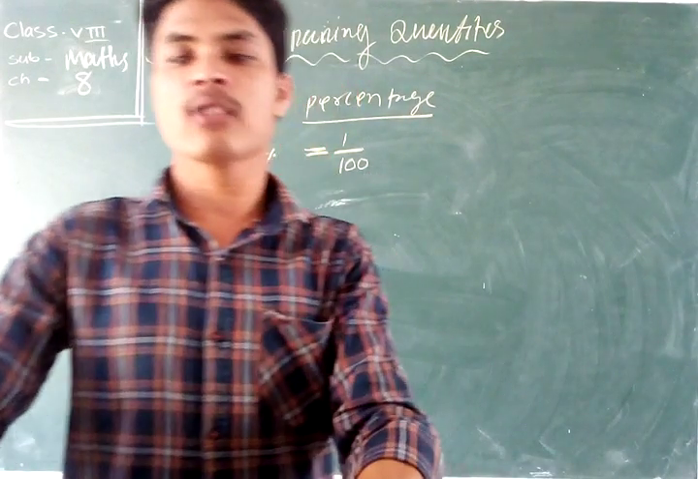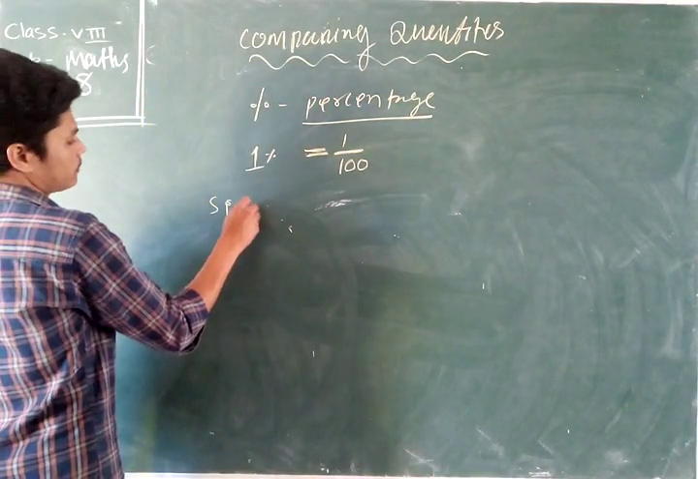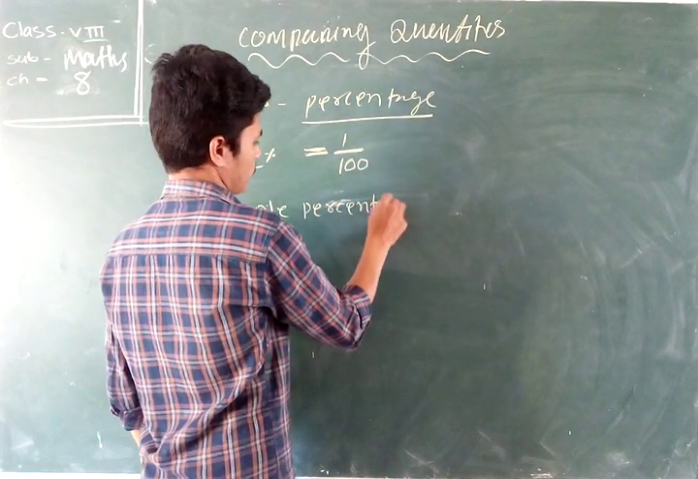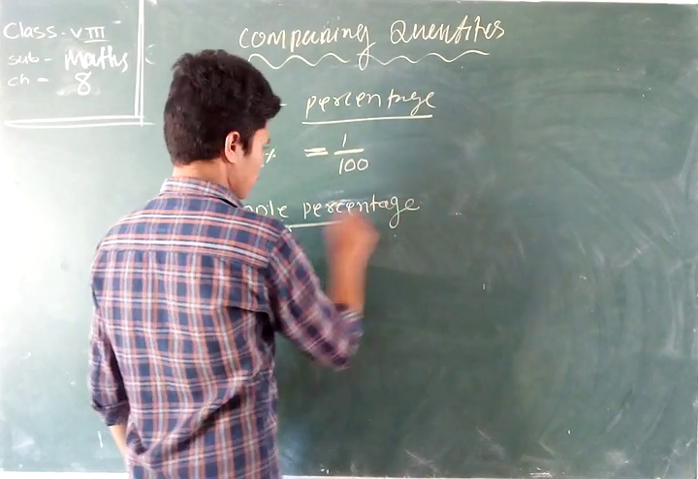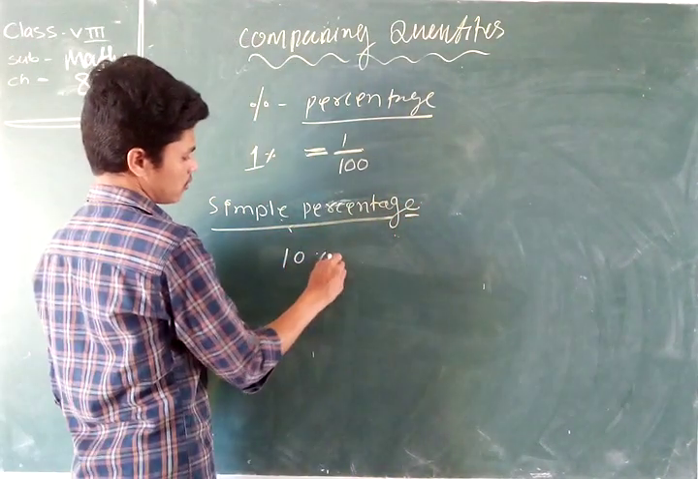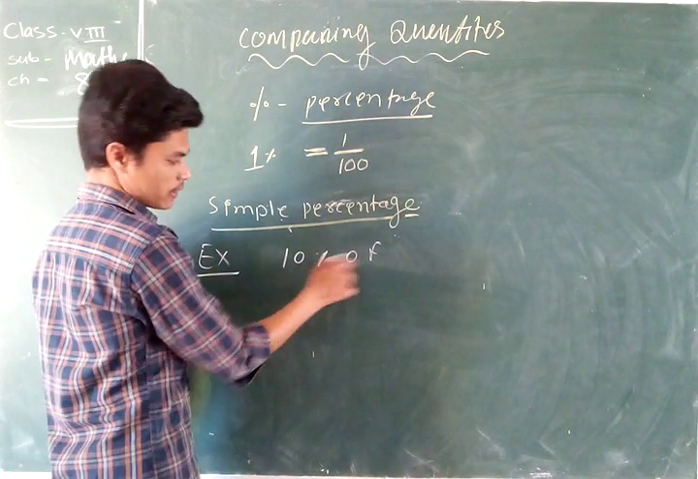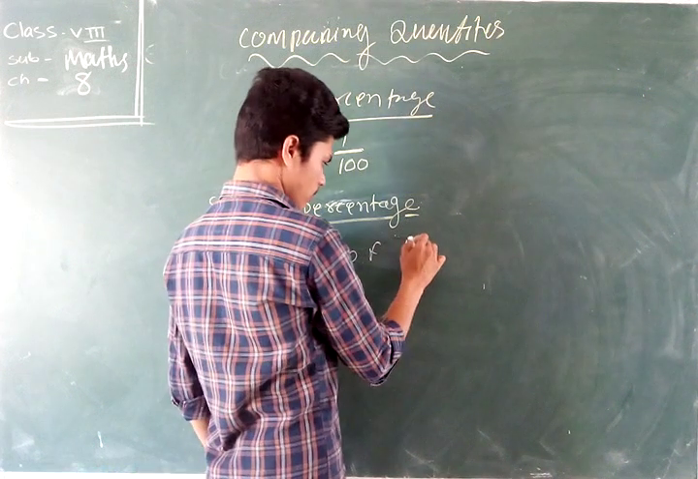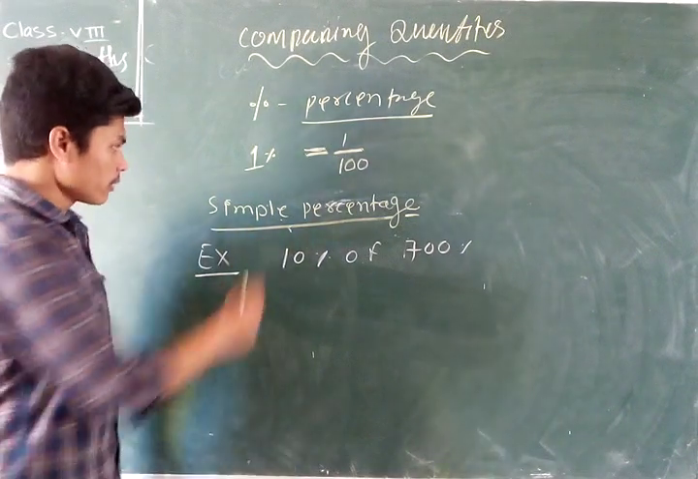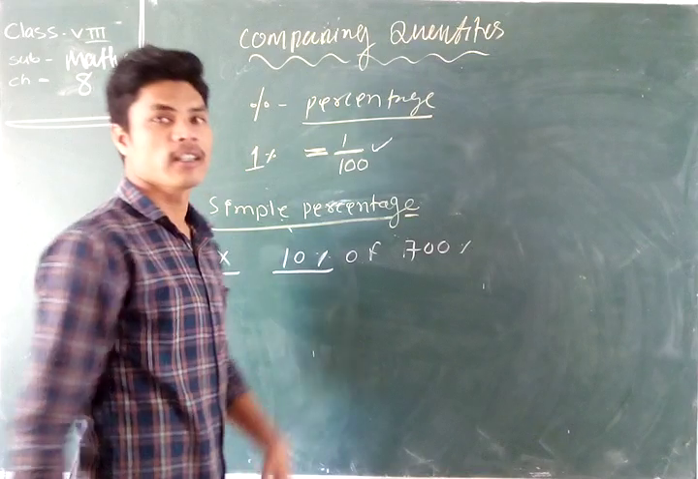Now first we learn simple percentage. What is simple percentage? Let's take an example: 10% of 700. Percent means out of 100, so 1% is 1 by 100 and 10% is 10 by 100.